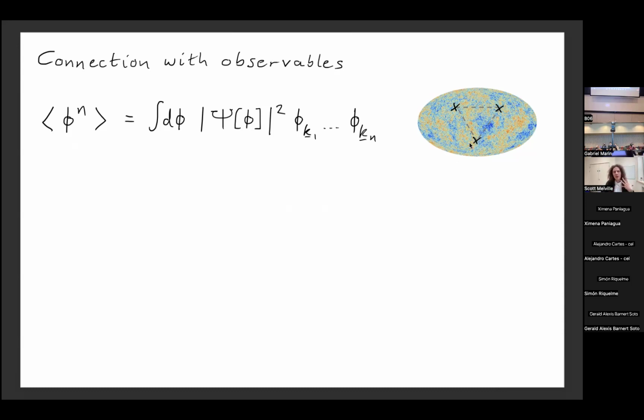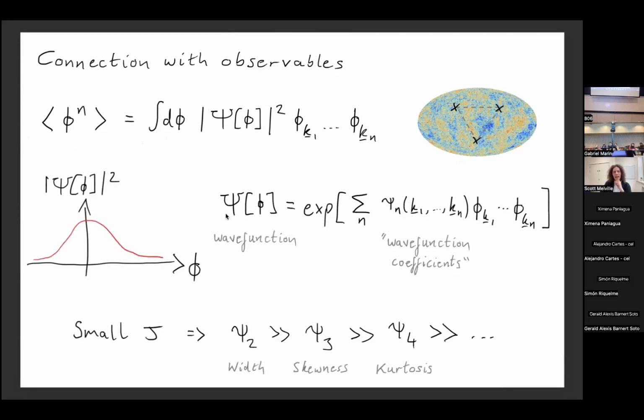For instance, if you want to know how correlated a measurement of 3 fluctuations in the CMB is, one way to characterize that correlation function is to imagine integrating over all possible field profiles that inflation could end with, weighted by the probability, so the mod square of some wave function, the probability that inflation ended in that state. Now, this wave function at the end of inflation, one way to parameterize it is as the exponential of a sum of so-called wave function coefficients.